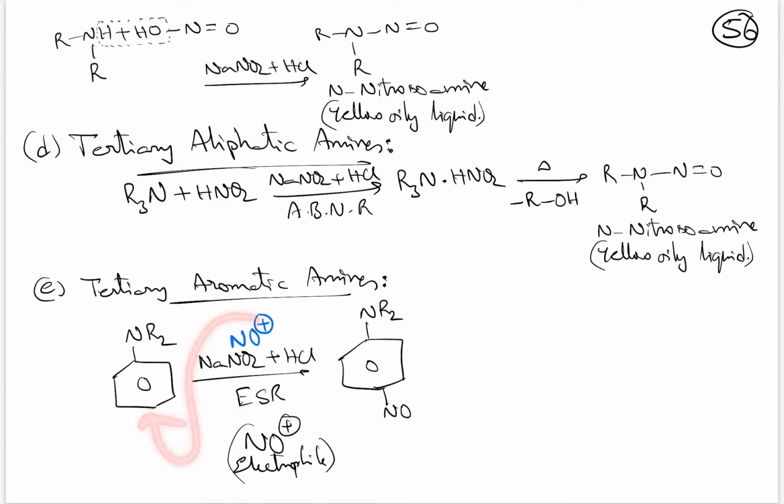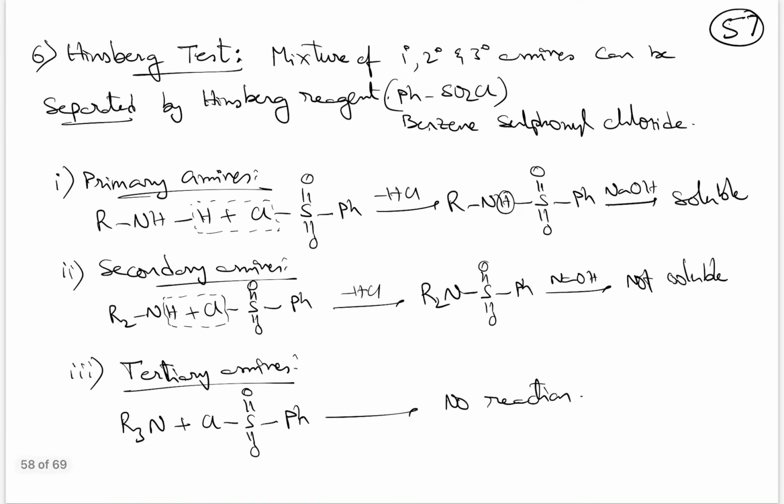This NO plus will come and attack at the para position, because NR2 is an ortho-para director, but at the ortho position steric crowding will be there. Therefore, NO plus will be attacking at the para position.